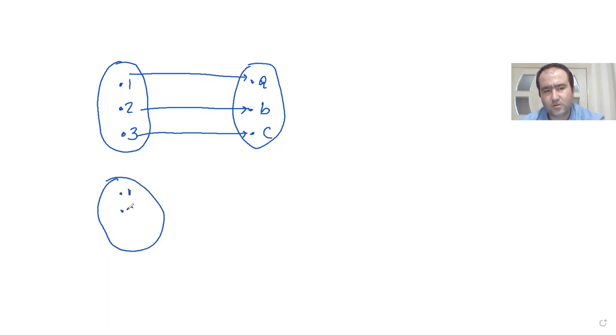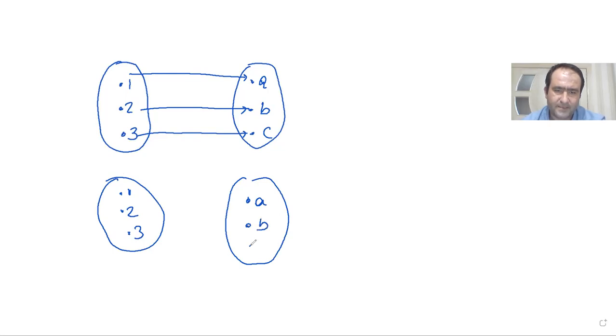Or for example, 1 and 2 can go here. They are the children of A. Yes, it's normal. And we have mothers that have no children. It can be normal. This is a function too.